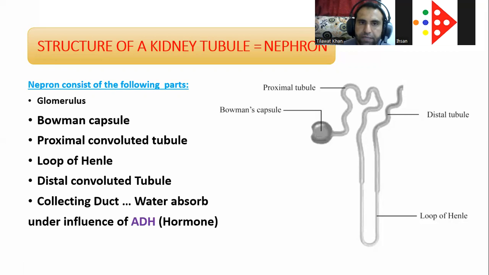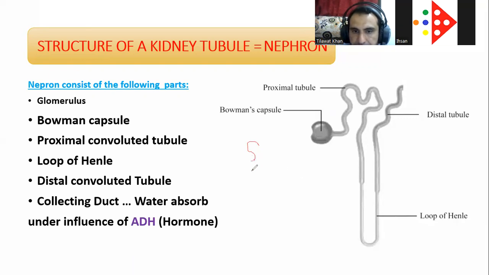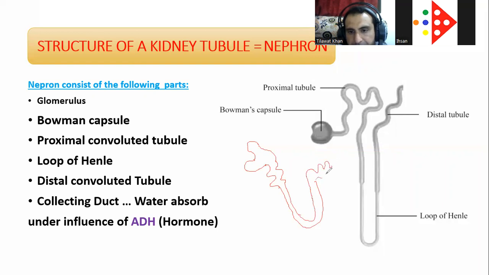So let me draw, you will understand it now. First of all, you can see this cup-shaped structure is what? The Bowman's capsule. Good, very good. That is Bowman capsule, right? So this is Bowman capsule, right?